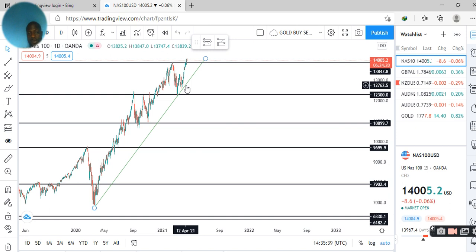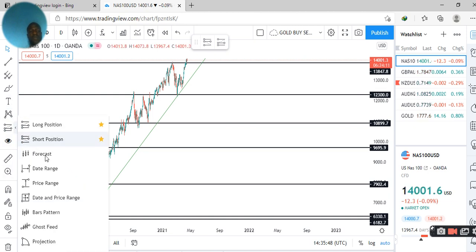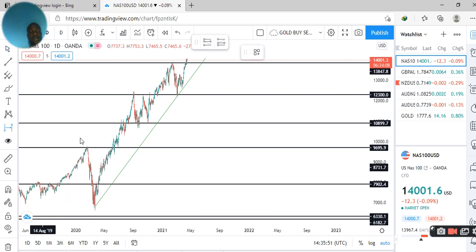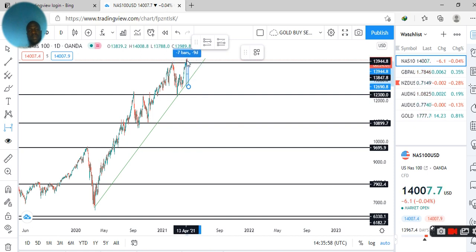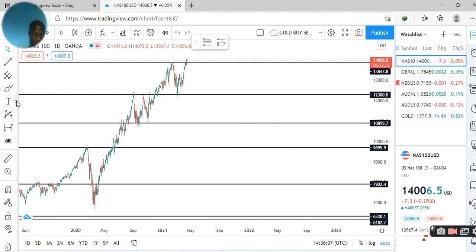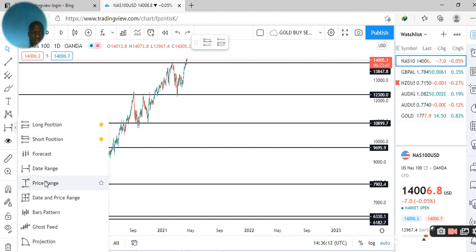So if you took this trade right now from here at this touch, you'd have made yourself how many pips? Let's get our measuring tool. We see how many pips you'd have got just from there. So from the touch, that's about 7 bars. But let me use a different tool. I think this is the wrong tool. I'm using a wrong tool for the right job. Okay, let me get the right tool. The right tool is this one here, price range.